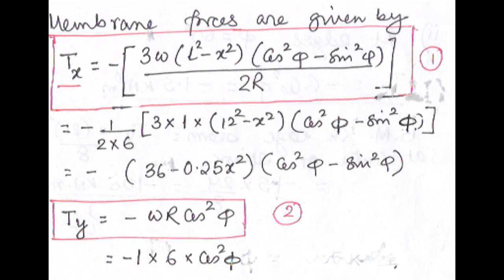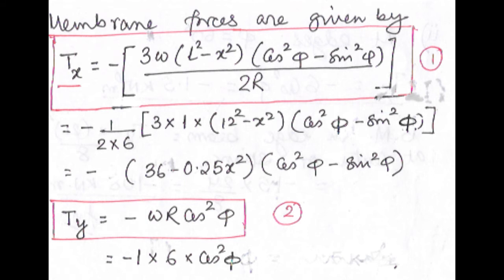So to find out the maximum stress, let us first find the membrane forces. As I have explained earlier, membrane forces are given by Tx and Ty. In this question the snow load is given. So whenever snow load is acting, Tx is given as minus 3W[L² − x²](cos²φ − sin²φ), divided by 2r.